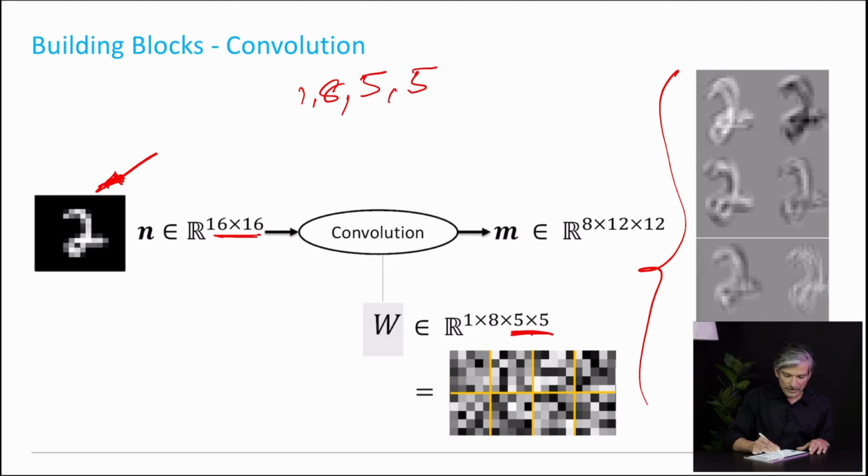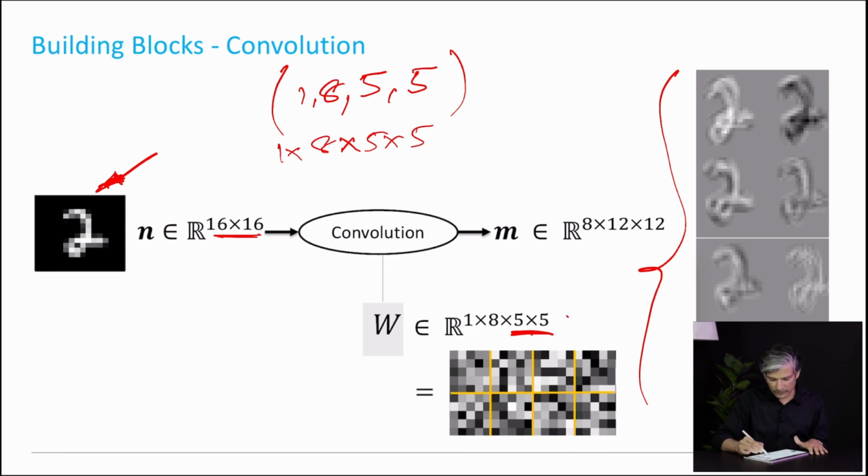So we have this 1 cross 8 cross 5 cross 5 as the trainable parameters, as the weights, as this 4D tensor, right? So how many parameters do we have? We have 1 into 8 into 5 into 5, which is 200, right? So that is equal to 200 trainable parameters in this layer.